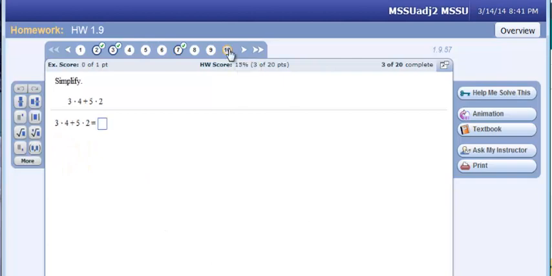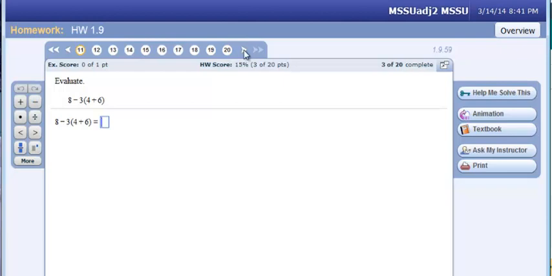Skip ahead to number 10. That's very similar. Skip ahead. Okay, let's do number 11. This is, again, order of operations. So we're looking, our P is parentheses. Do we have those? We do. So we need to do what's inside the parentheses first. Inside the parentheses is addition. So we have the 4 plus the 6, and that will give us 10. So then we have 8 minus 3 times 10.